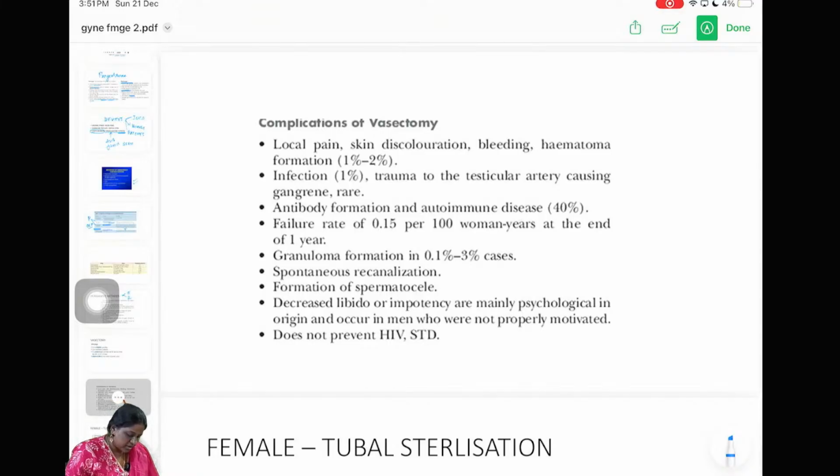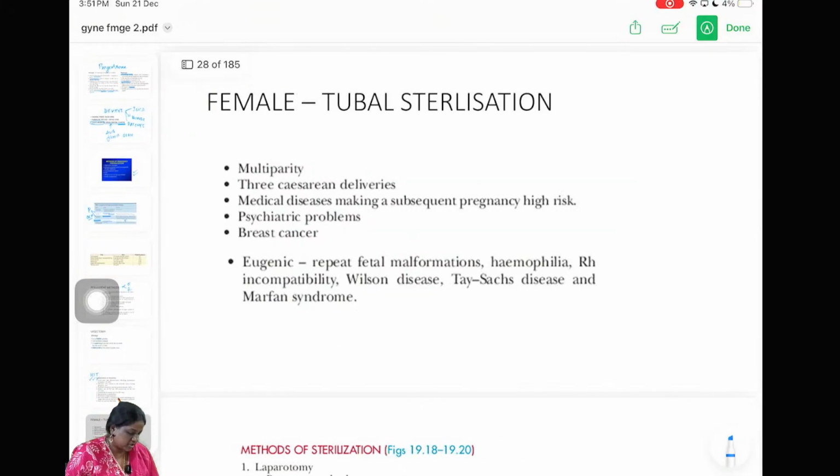And what are the other complications that you know of? So here, once again, any complication of surgery is going to be there. That is hemorrhage, infection, trauma. All these three. Write the complications of vasectomy right there along with it. Okay? Done.